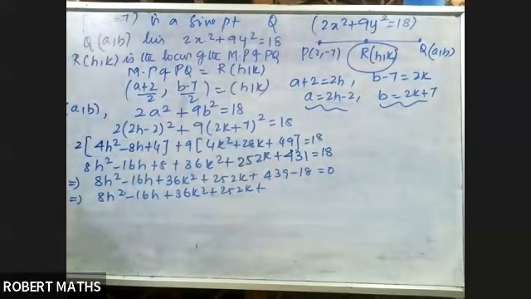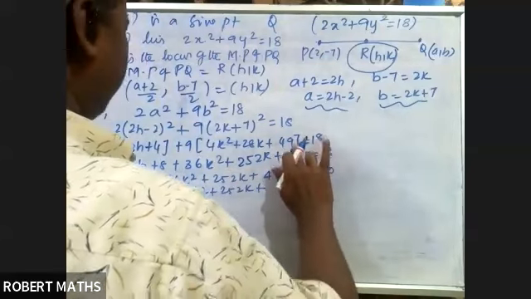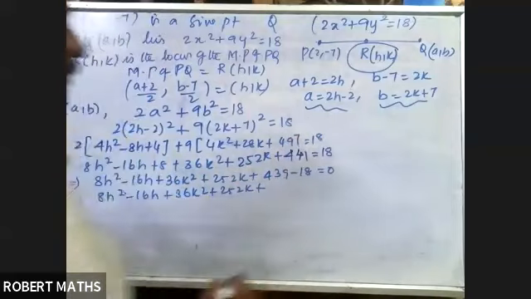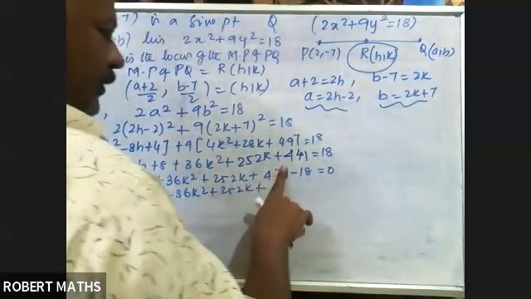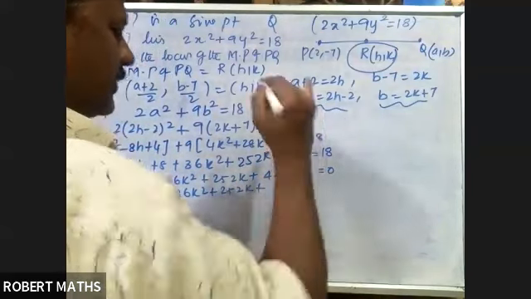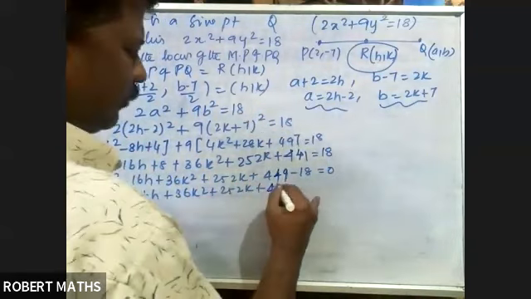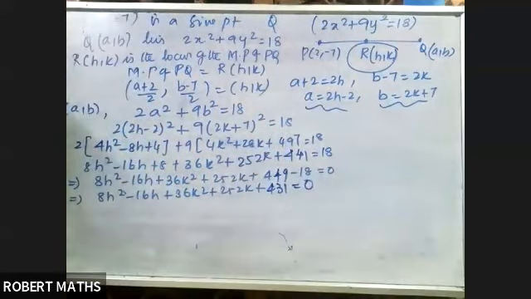What will we get? 439 minus 18. Yeah, 421. Wait a minute, I made a mistake with 49 into 9, 441. No, 490 minus 49 gives 441, so we'll get 449 minus 18, we'll get 431 equal to 0. Now it's clear. Now look, we've found it.